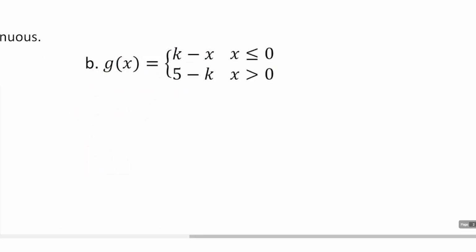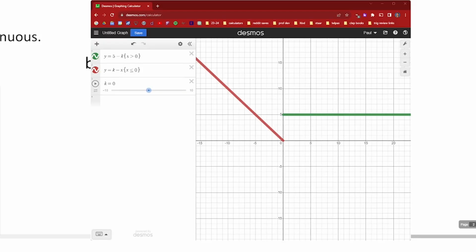And for 2b, we're trying to do the same thing. We're trying to make this function continuous, and we're trying to find the k value that'll make that happen. So just to give you a little bit of a visual here, let me pull up this graph on Desmos for you. And you can see that the red section here is for when x is less than 0, and the green one is for when x is greater than 0. And what we're trying to do is make this continuous by picking a value for k. It's got to be the same value for both of these pieces in the piecewise function.